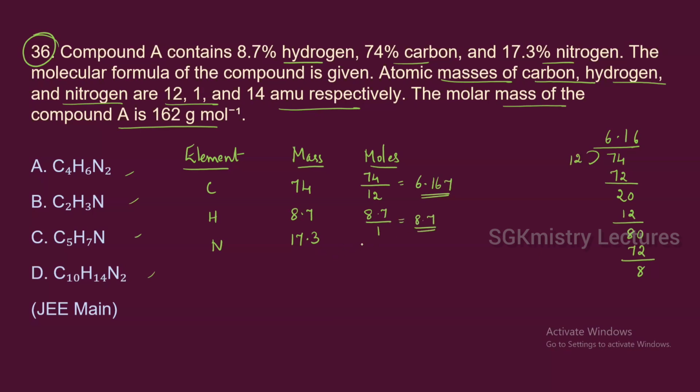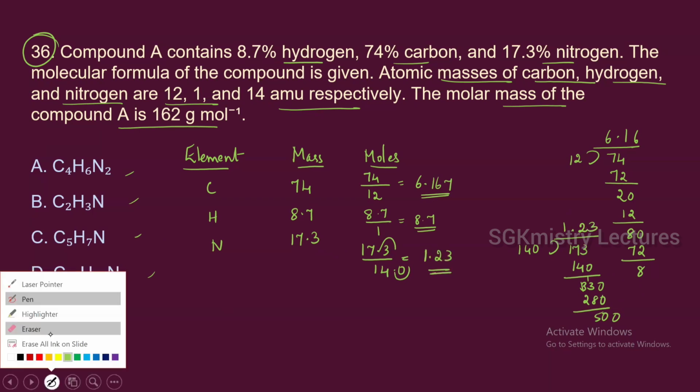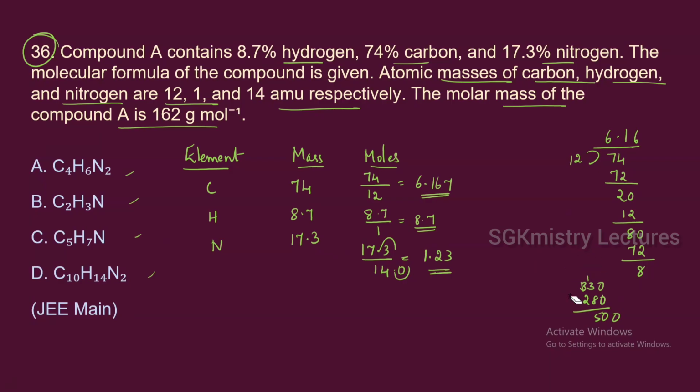Next for hydrogen, we have 8.7 divided by 1, which is nothing but 8.7. Then we have for nitrogen, 17.3 by 14. So if I shift the point, 173, 140 ones are 140. So we have 3 here. So point 140, again it comes to 2, right? So 280. So 5, then it becomes 0 again. So it comes to around 3. So I'll write it as 1.23. I'll remove this calculation part. I'll just erase this.